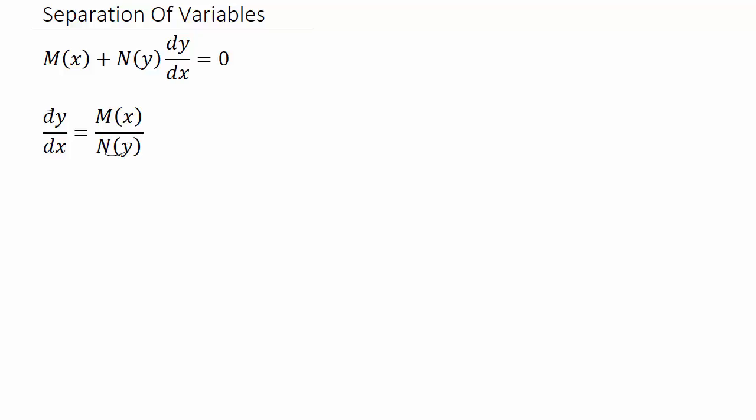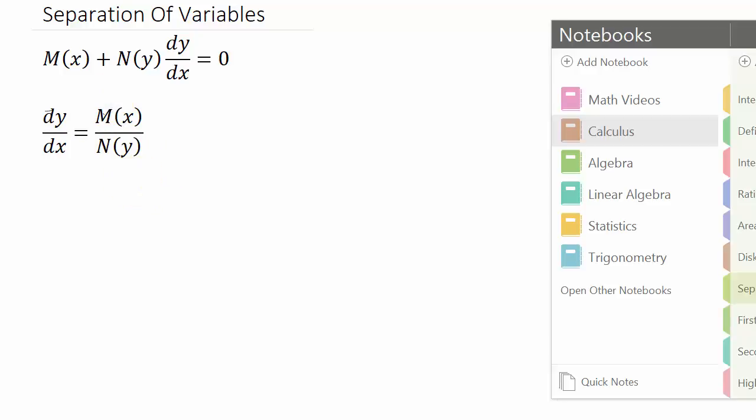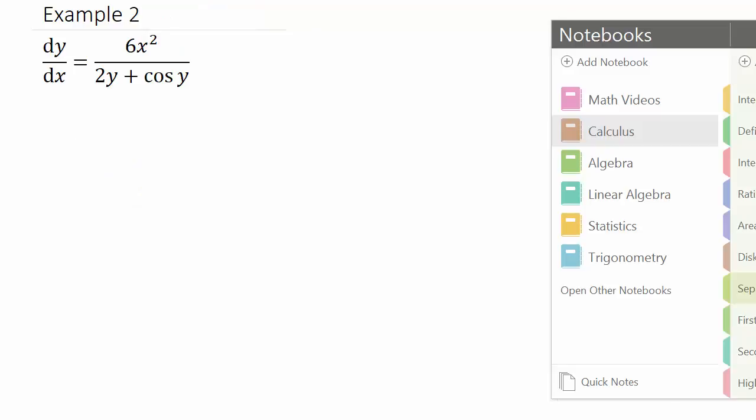So when we're solving a differential equation using separation of variables, we want to be able to write the differential equation in one of these two forms here. And like I mentioned in the first video, we want to get all the x terms with the dx and the y terms with the dy. All the x's with the dx and all the y's with the dy. Alright, so let's check out the second example.